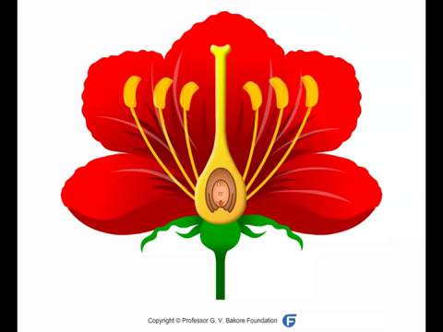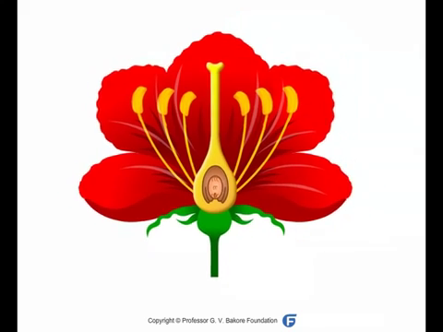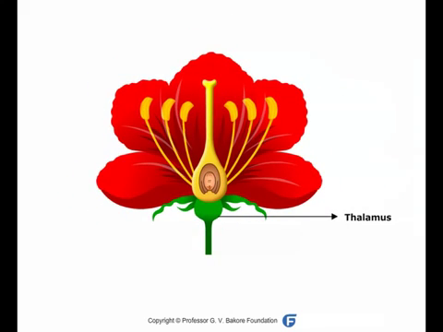To understand the process of fertilization in flowering plants, let us first see all the floral parts. Thalamus or receptacle provides the attachment place for the different floral whorls. Sepals make the outermost whorl. They protect the flower during the bud stage. Petals are generally brightly colored to attract insects for pollination.